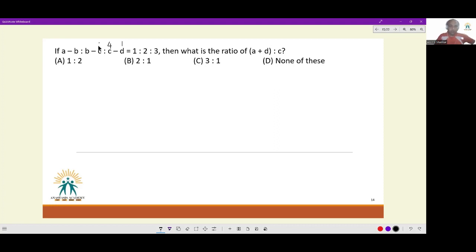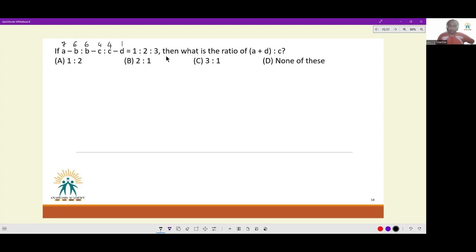Then if C is 4, then B should be 6. So 6 minus 4 will give me 2. C minus D will give me 3. Now if B is 6, A should be 7. See, for these values, I will get the ratio of 1 is to 2 is to 3. 7 minus 6 is 1. 6 minus 4 is 2. 4 minus 1 is 3. Life is simple. Stuff can be accomplished from here.